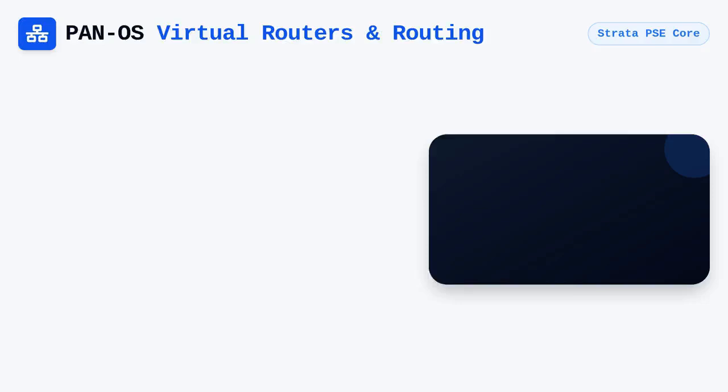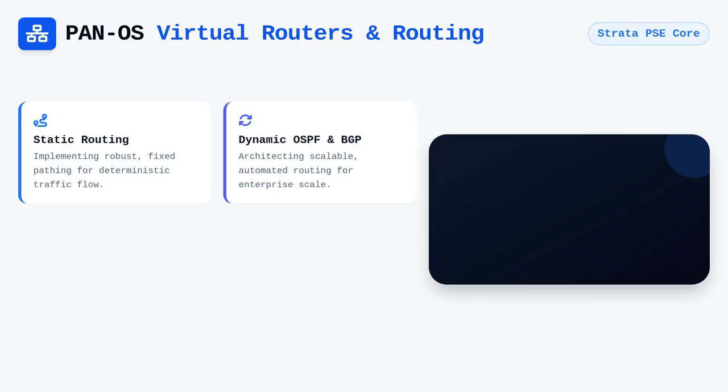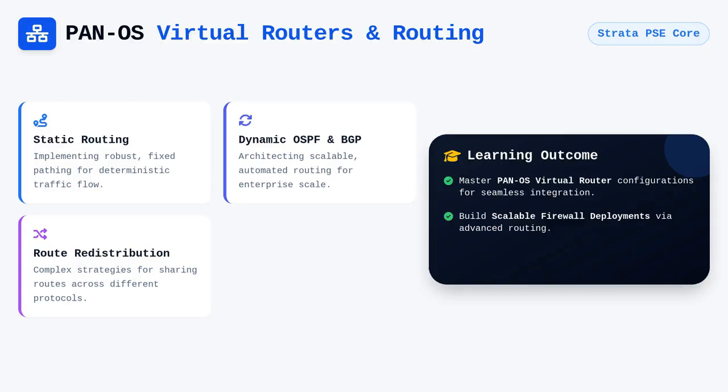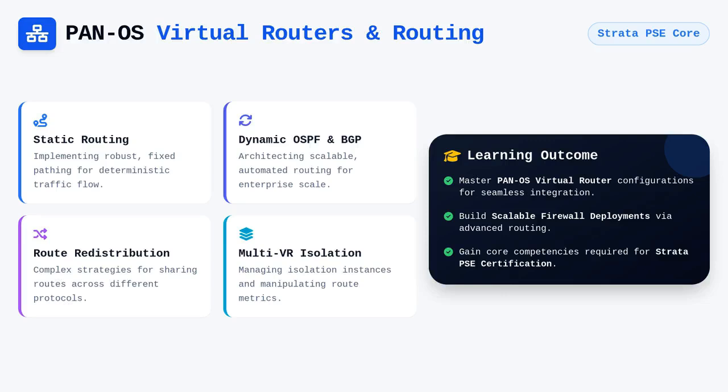You will learn to implement robust static routing, dynamic OSPF, and BGP architectures, and complex route redistribution strategies that are essential for modern enterprise deployments. Investing time in this chapter is crucial, as routing proficiency is a core competency verified in the Strata PSE exam and is fundamental for building scalable firewall deployments. By the end of this module, you will possess the specialized knowledge required to manipulate metrics and manage multi-VR isolation instances effectively.